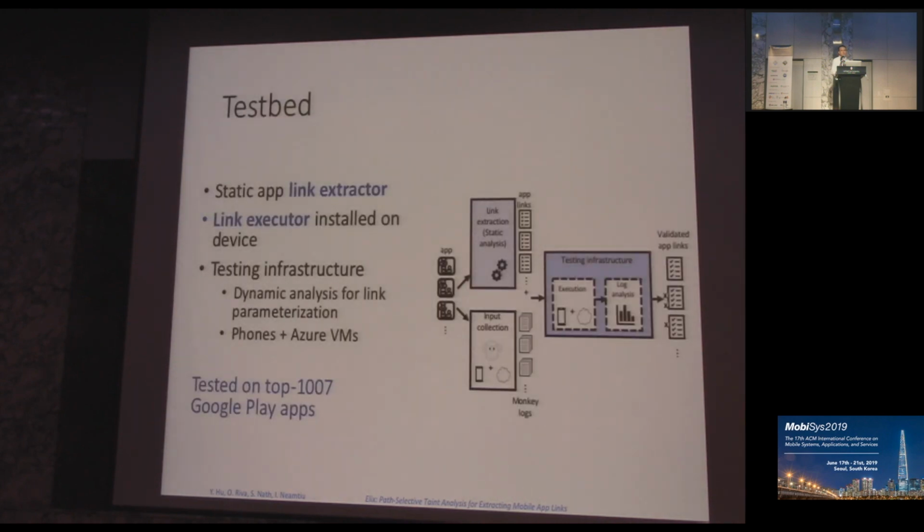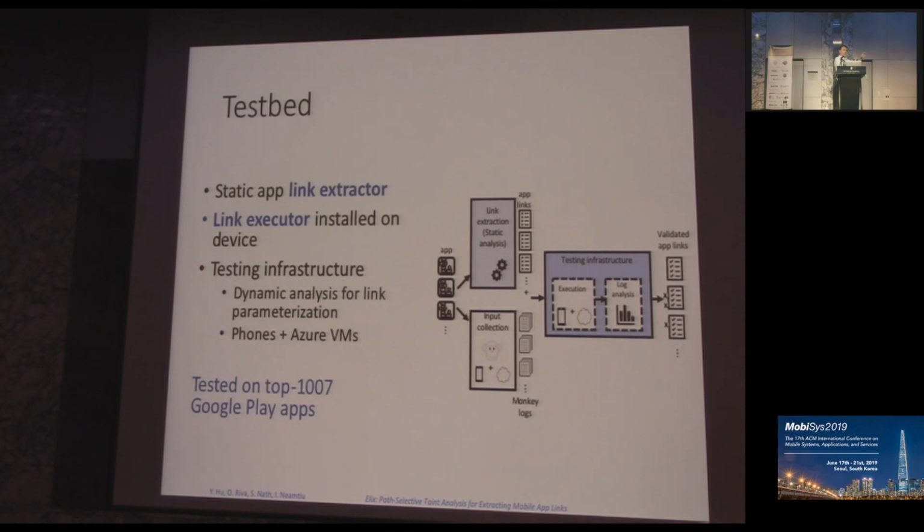So moving on to the implementation and evaluation, this is our evaluation test bed. We have the static app link extractor, and then we want to reconcile this with what we observe in a dynamic analysis. So we run the app and we feed it input using Monkey, which has been mentioned here before. Monkey is an app exerciser.